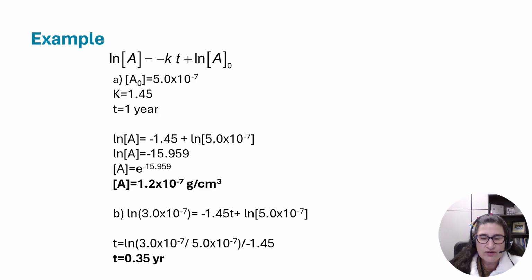Now the second part of this question asks me to find time. So I'm going to use that same equation. This time I'm going to plug in the concentration that they gave me later, the initial concentration, and my k value, and I'm going to solve for time. And I got a time of 0.35 years.